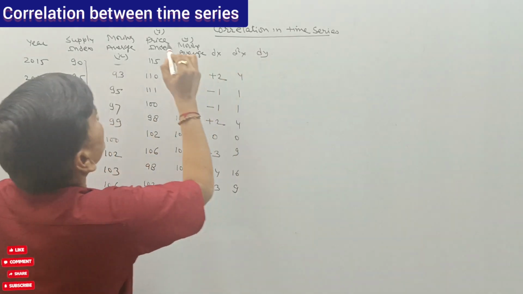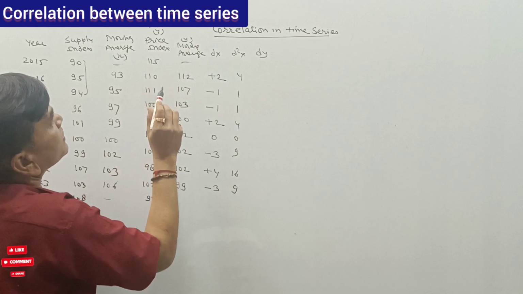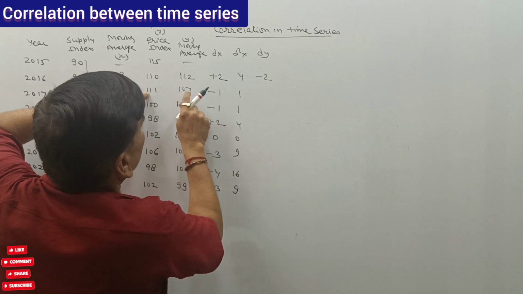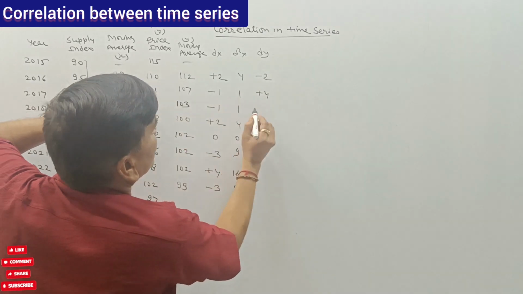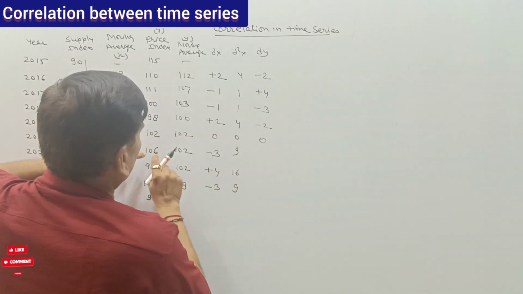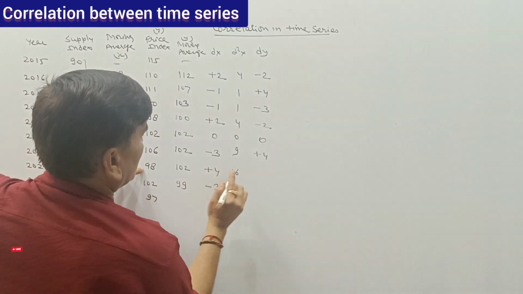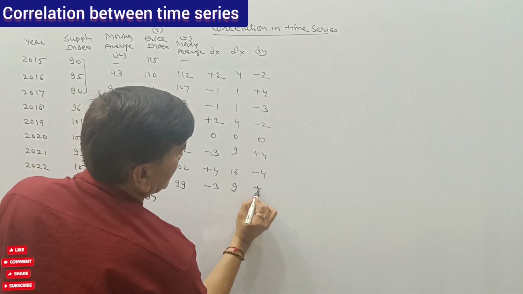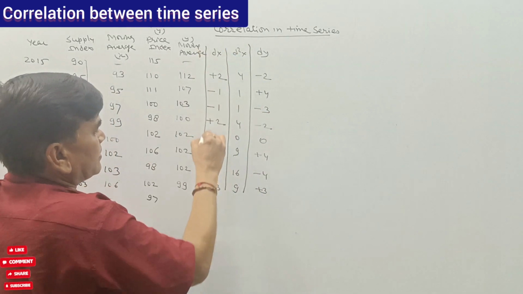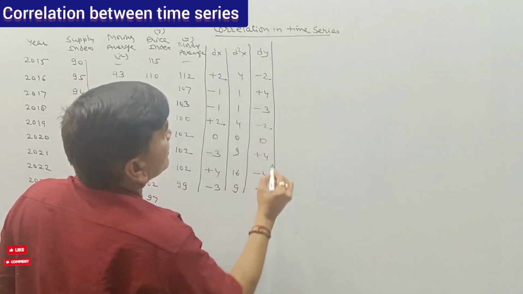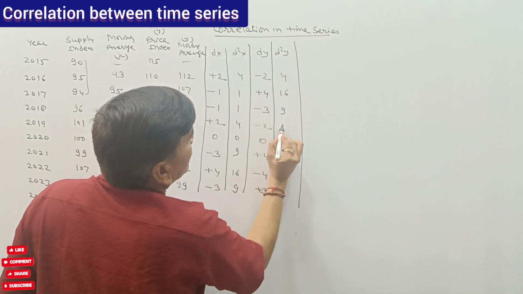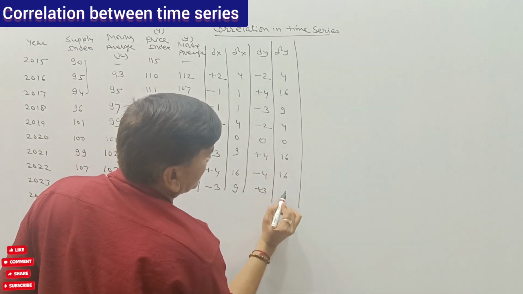Now dy, for dy there is a difference between both of them. 110 minus 112, that is minus 2. Then plus 4, minus 3, minus 2, 0, plus 4, minus 4 plus 3. So here the dx, this is d square x, and dy, d square y are required, that is 4, 16, 9, 4, 0, 16, 16 and 9.